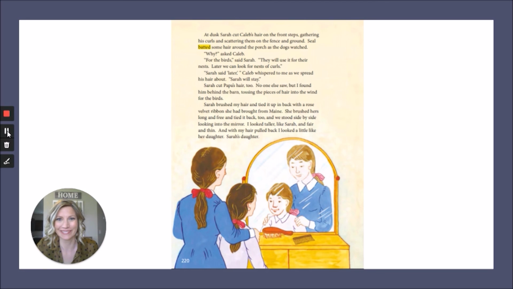Sarah cut Papa's hair too. No one else saw, but I found him behind the barn tossing the pieces of his hair into the wind for the birds. Sarah brushed my hair and tied it up and back with a rose velvet ribbon she had brought from Maine. She brushed hers long and free and tied it back too, and we stood side by side looking into the mirror. I looked taller, like Sarah, and fair and thin, and with my hair pulled back, I looked a little like her daughter, Sarah's daughter.